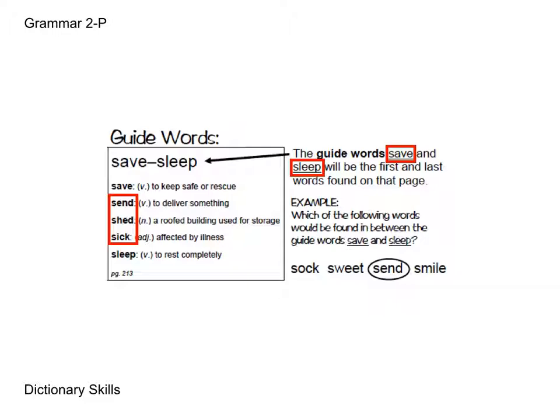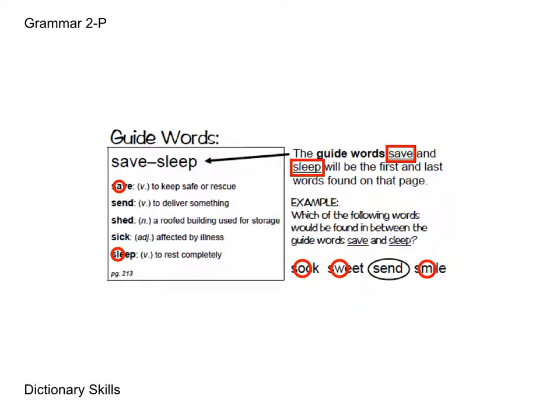So if we are looking for a specific word, or we're trying to figure out what word would be between save and sleep, what we need to do is, since they all start with S, look at the second letter in each of the words. So here we know that save starts with SA and sleep has SL.